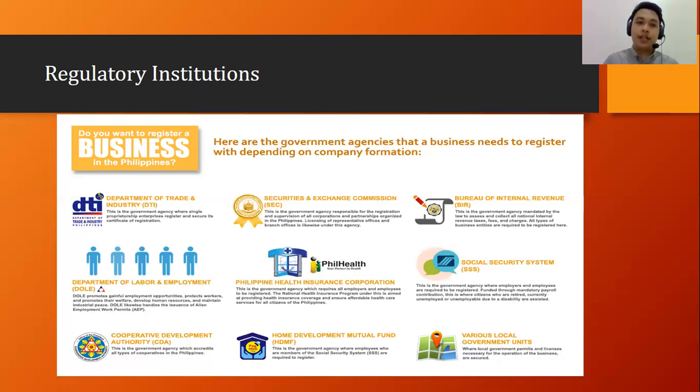Okay, so these are the regulatory institutions. Kapag magtatayo ka ng business, kailangan mo sila. Okay, so sila yung kailangan mo puntahan para at least maging legal yung magiging business mo.